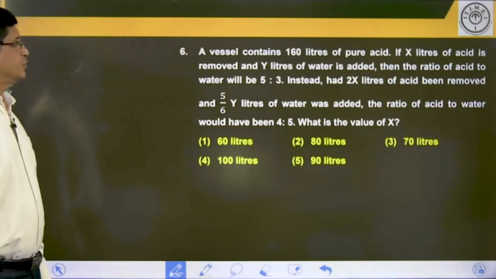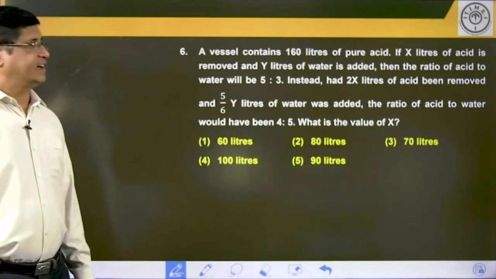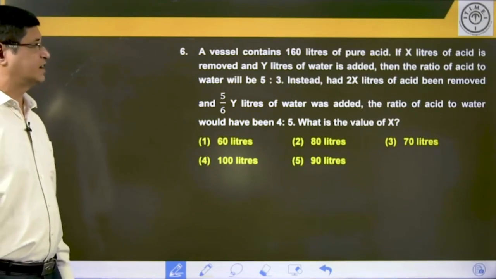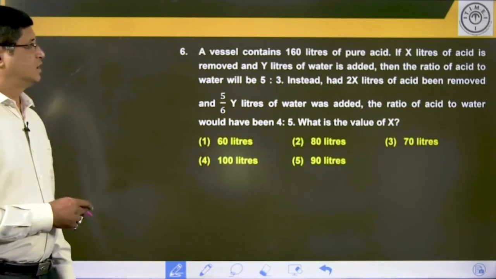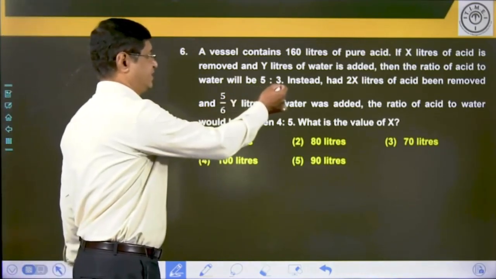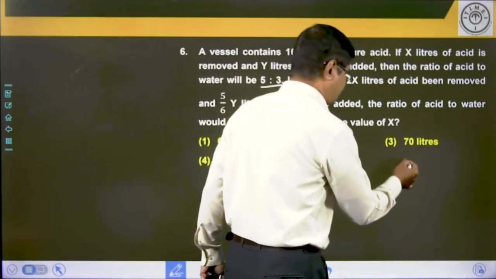A vessel contains 160 liters of pure acid. If X liters of acid is removed and Y liters of water is added, then the ratio of the acid to the water will be 5:3. Let me write this stuff first. I will write the step here.